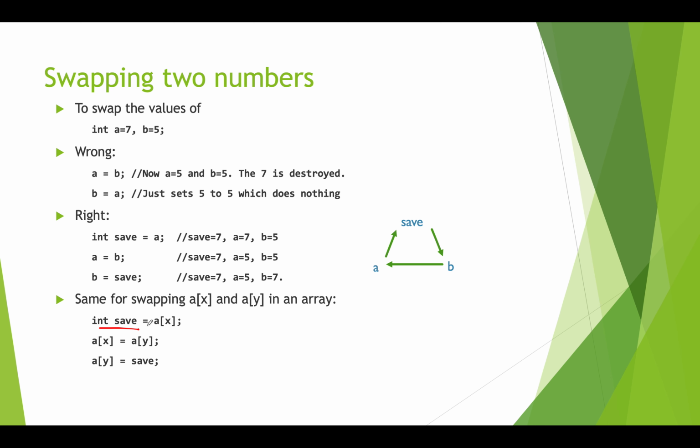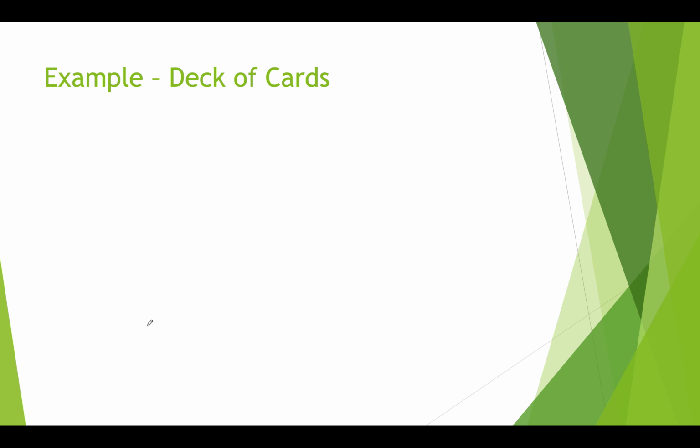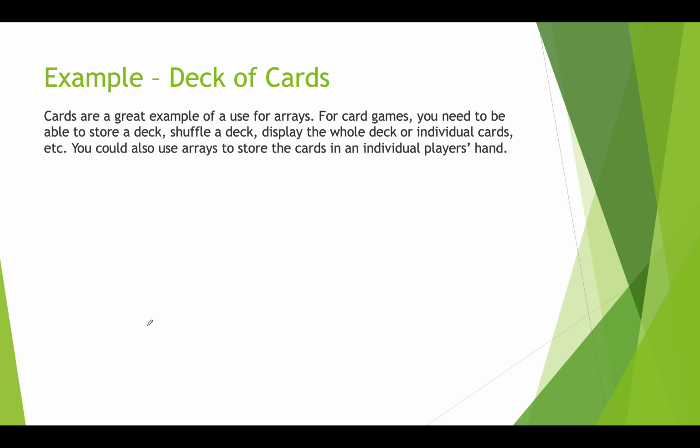All right, so now what we want to do is go through an example, which is a deck of cards example. And deck of cards is really great because with card games, you need to be able to store a deck, 52 items, you need to be able to shuffle it and display it, and so arrays are a good way to do this. You could also imagine using arrays to store the cards in an individual player's hand if you were actually playing a game. For right now, we're just going to look at the basics. How do you create a deck of cards? How do you shuffle them and display them?